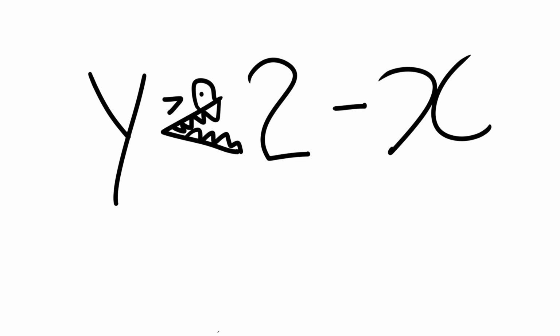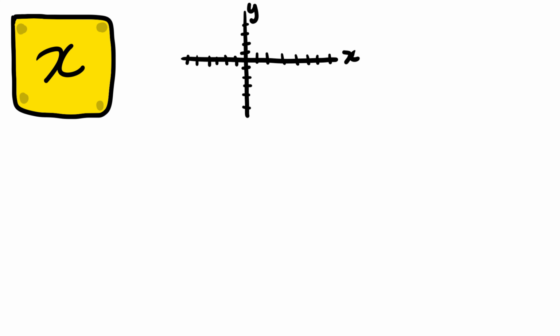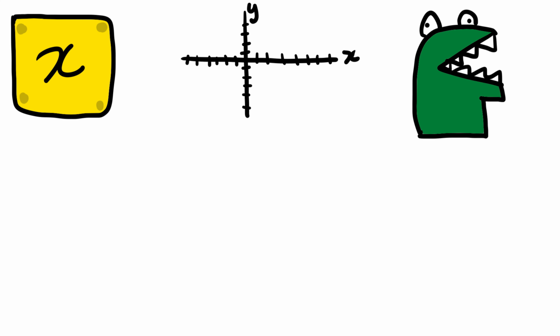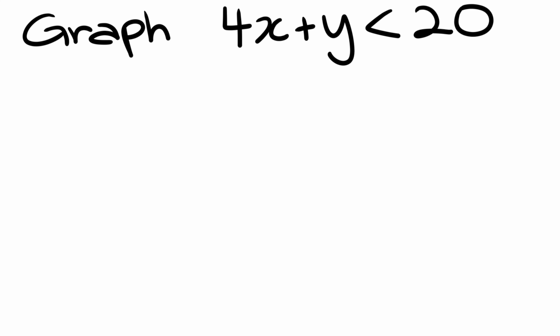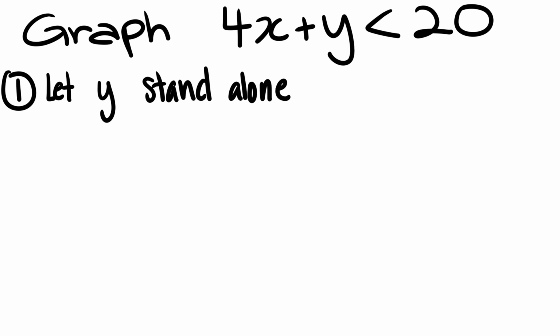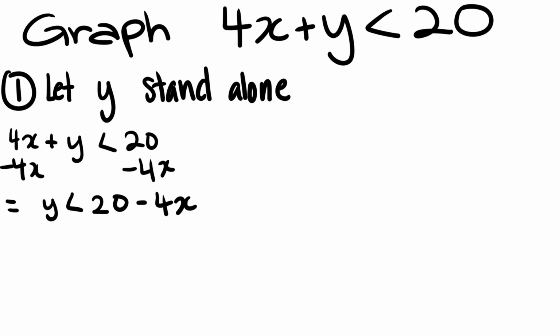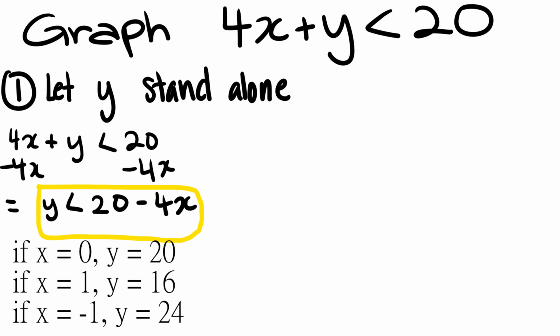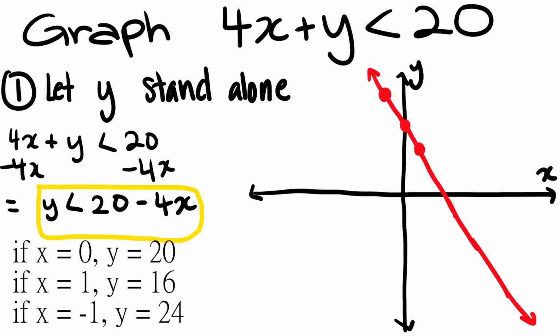Now let's combine everything we just learned from variables to graphing to inequalities. Our goal is to graph the function 4x plus y is less than 20. So first, let's let y stand alone. We can subtract 4x from both sides to achieve this. This gets us y is less than 20 minus 4x. Now to see how this equation would be on a graph, since there are infinite solutions, we can just plug in any x value to get a y value and draw out the graph. So using this, we can see that the graph will look like this.